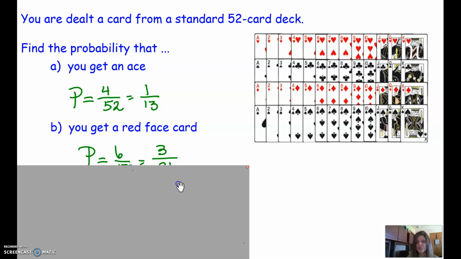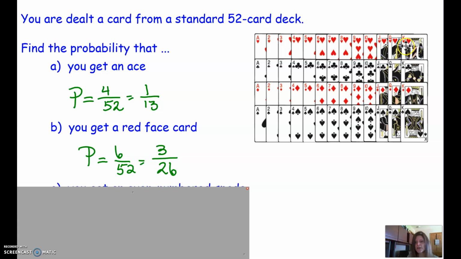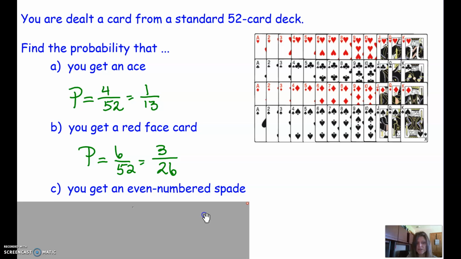All right, well, we have 2 suits that involve red cards, the hearts and the diamonds, and I have 3 face cards in each of those, so 6 out of 52 or 3/26 is the probability of getting a red face card. Last one. What is the probability you get an even numbered spade?